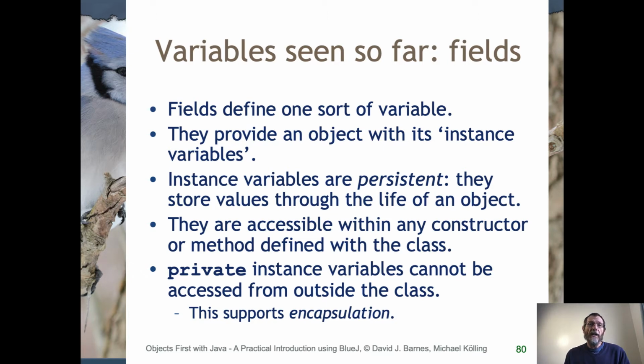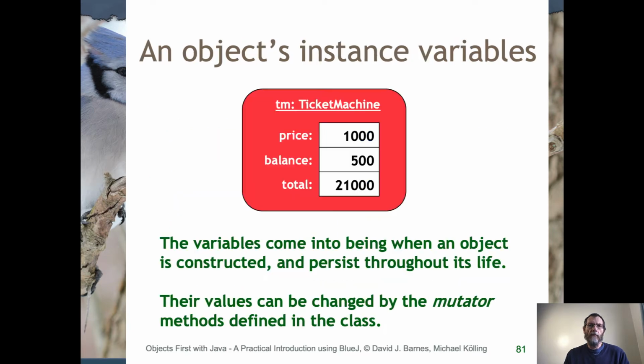So that provides for something called encapsulation, which really means that an object maintains complete control over the values of its instance variables. And this can be a very important feature of class definitions because it allows an object to prevent inappropriate assignments being made to its variables.